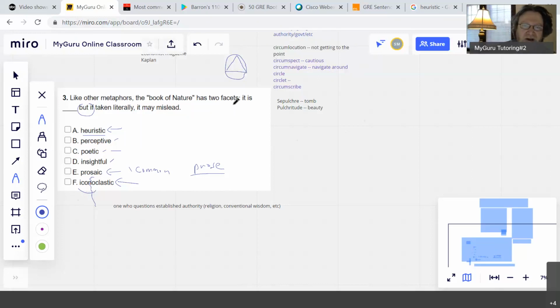All right. Now, getting to the actual sentence, we've got something potentially positive, but if taken literally, it may mislead. What they're actually looking for here are two synonyms. The things that are most closely synonymous, there's really only two in here. That would be perceptive and insightful. So yes, the book of nature has a lot to offer, but you don't want to take it too literally. The other words in here are difficult, but there are no synonyms among them. You're always looking for two synonyms with these kinds of questions. All right.